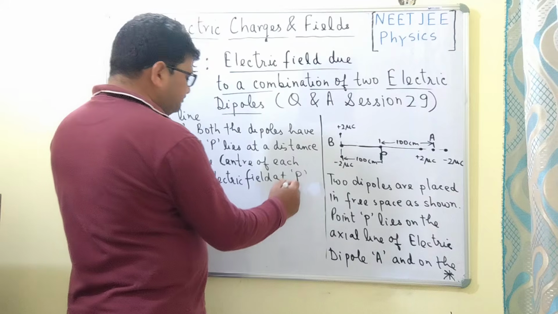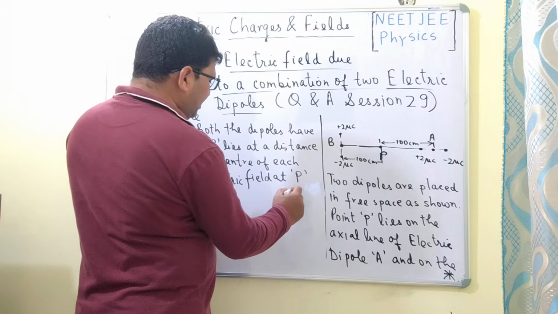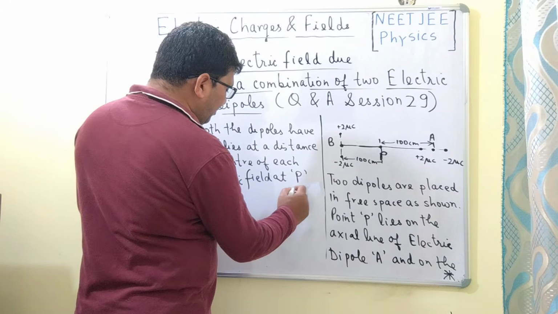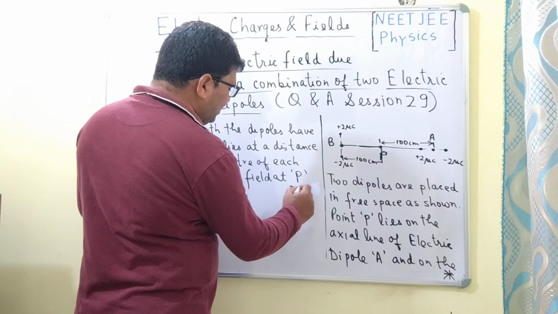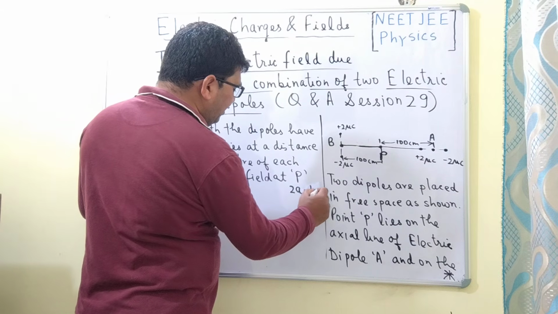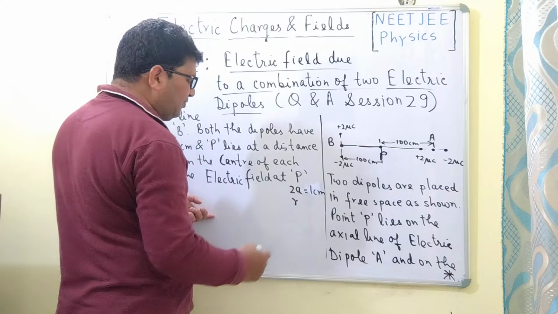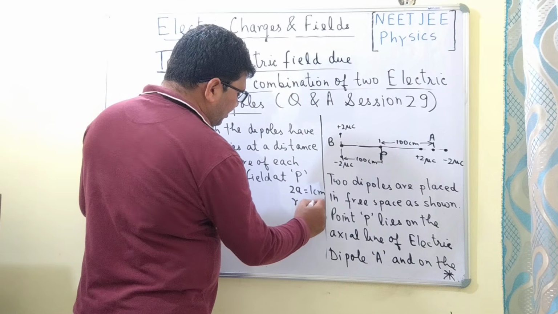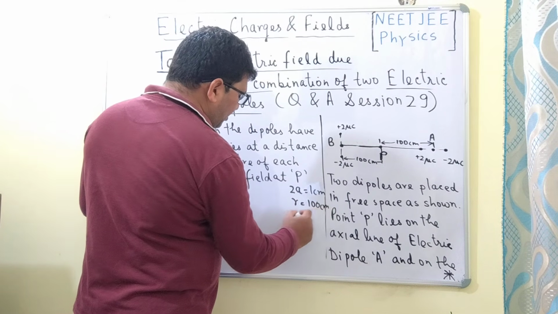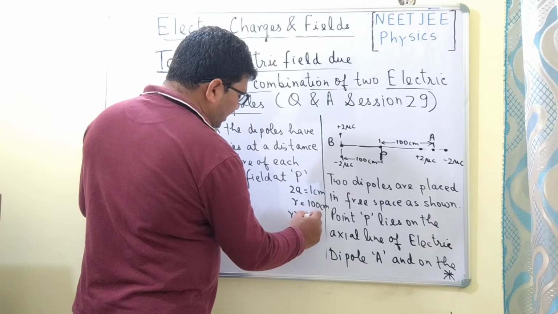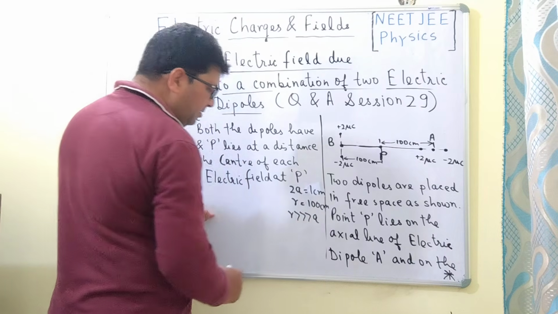Here the dipole length is normally written in the books as 2a, so this is equal to 1 centimeter, and the distance of the point from the center of each dipole is equal to 100 centimeter. So here R is very large in comparison to a.